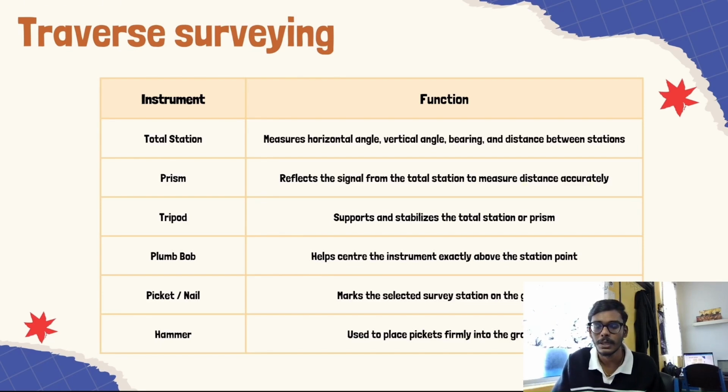And we have also the picket and nail, which mark the selected survey station on the ground. Lastly, we have the hammer, which is used to place pickets firmly into the ground.